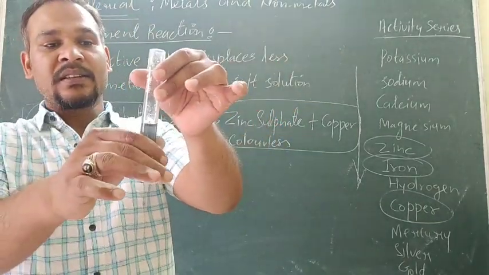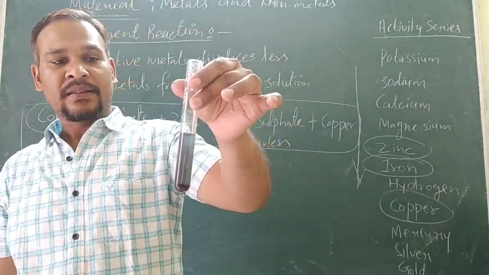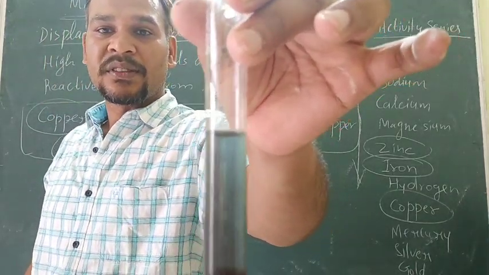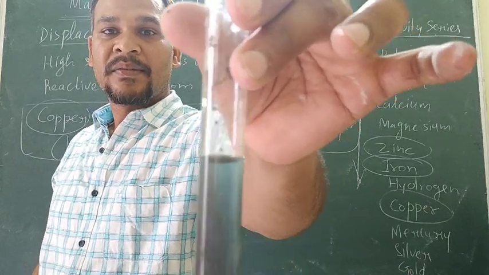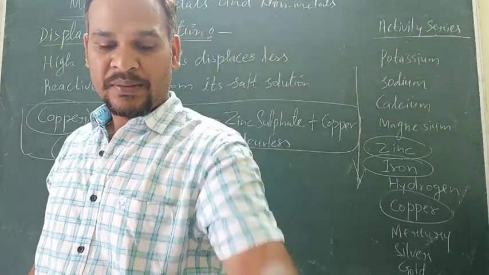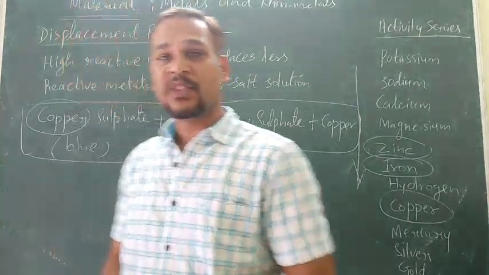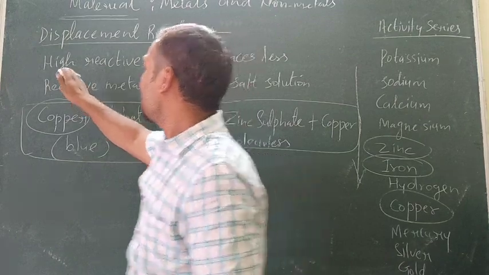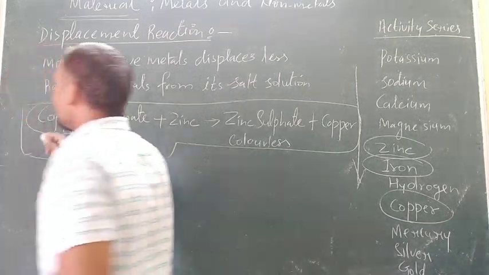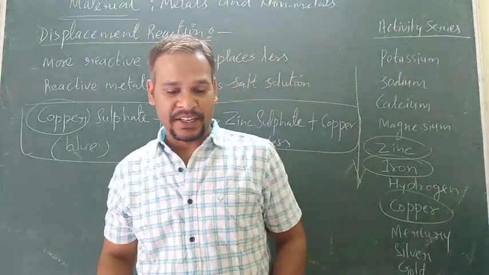You can see the changes in the color, right? See, it changes into a colorless solution. Is it clear? It is clear, visible. So this is how zinc sulfate is formed. This is the displacement reaction. What is displacement reaction? Displacement reaction is when a more reactive metal displaces a less reactive metal from its salt solution.